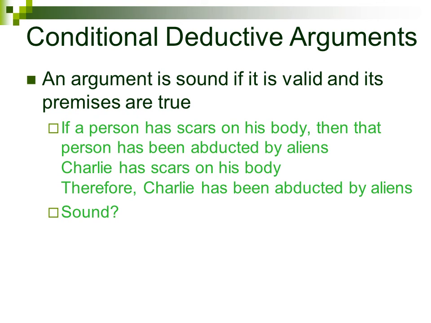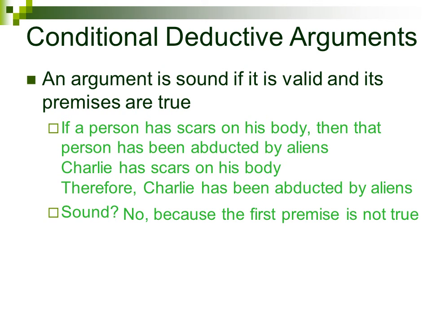So now, let's go back to our scars example. If a person has scars on his body, then that person has been abducted by aliens. Charlie has scars on his body, therefore Charlie has been abducted by aliens. We said that it is valid, so shouldn't we definitely accept the conclusion that Charlie has been abducted by aliens? Well, no, we shouldn't, because this argument is not sound, because the first premise is not true, right? Just because somebody has scars, it doesn't mean that that person has been abducted by aliens. So again, even though this argument is valid, because it is not sound, the conclusion is not true, and thus it shouldn't be believed.